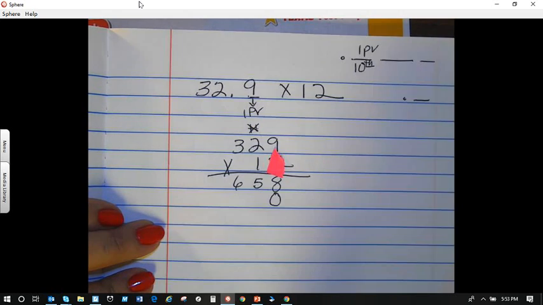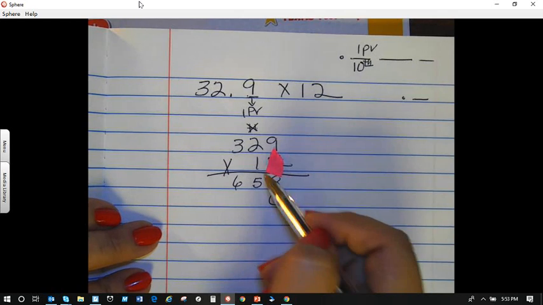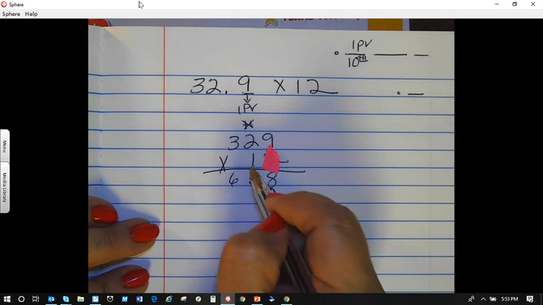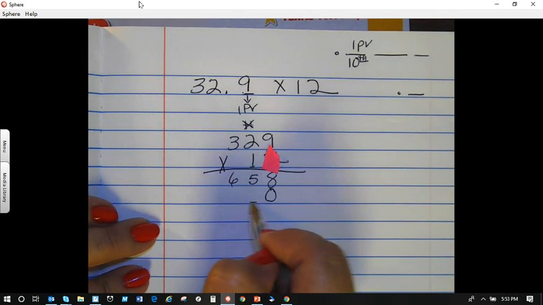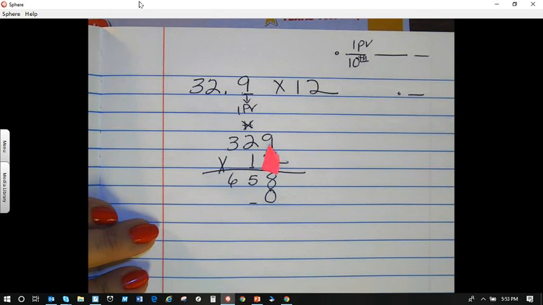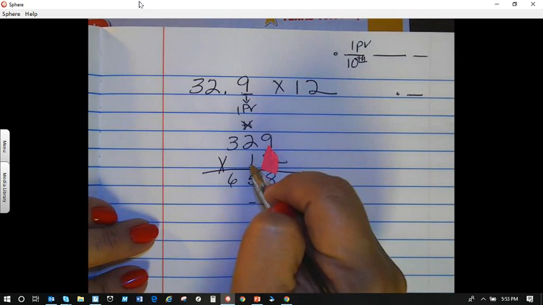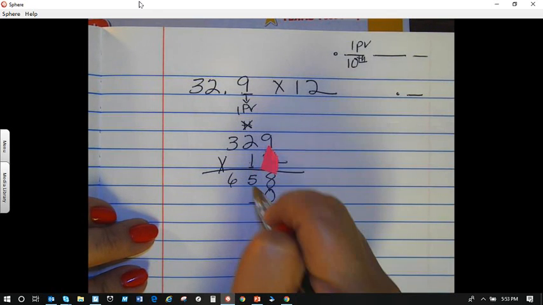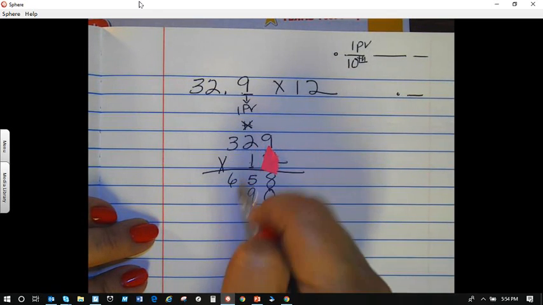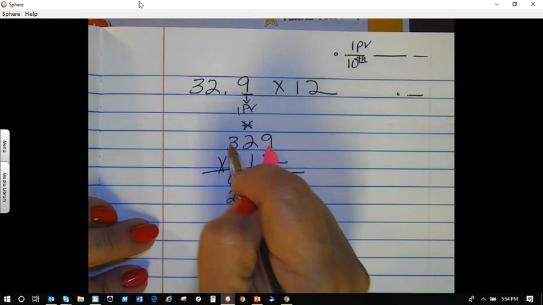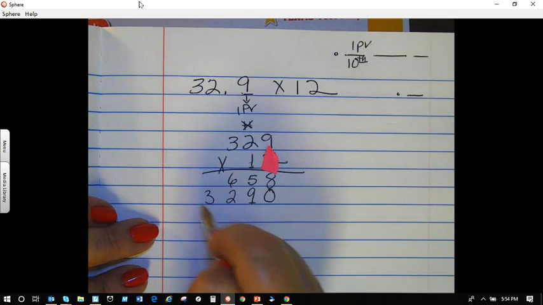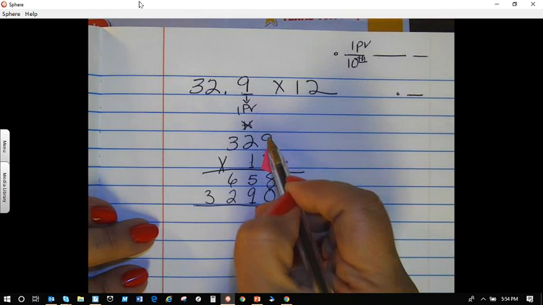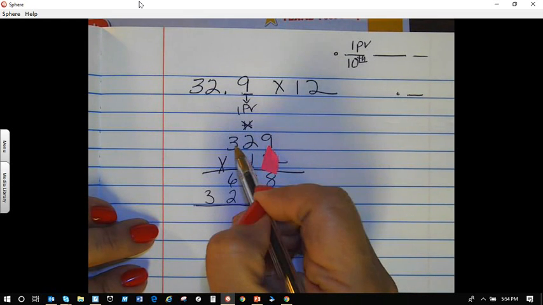Now I'm moving my 2 over, and now I'm going to start again. Because I'm in my 10th place, I'm going to place my first answer in my 10th place. So I'm multiplying it by 1. Oh my gosh, easy peasy. 1 times 9 is 9. 1 times 2 is 2. 1 times 3 is 3. Got to follow that order of starting with the 1s, going to the 10s, and going to the 100s.